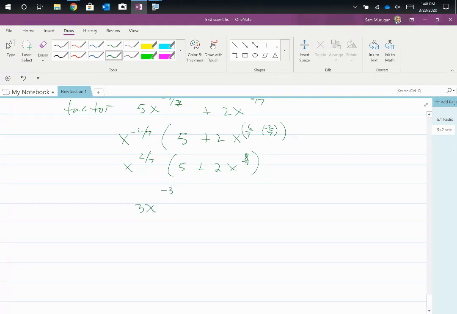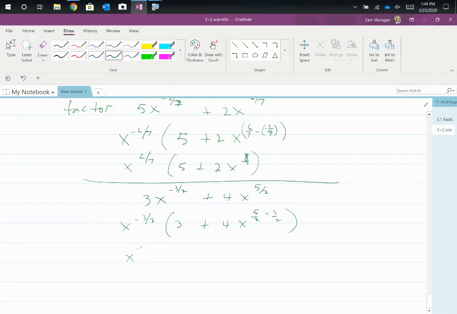3x to the power negative 3 over 2 plus 4x to the power 5 over 2. Let's just put a line in between here. So if you guys were in class, then I would have been asking you to try this one. So here I'm going to factor out x to the power negative 3 over 2. That leaves me with 3 plus 4x to the power 5 over 2. And if I take away negative 3 over 2, it becomes plus 3 over 2.